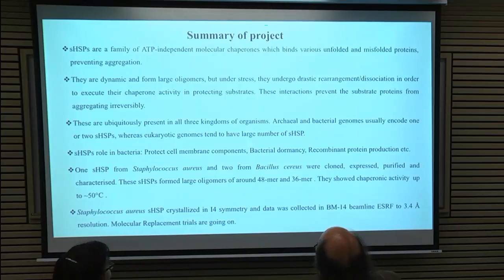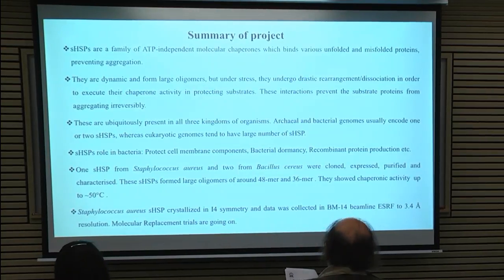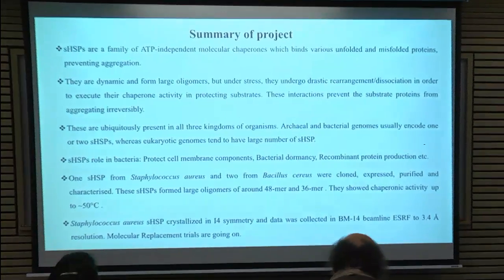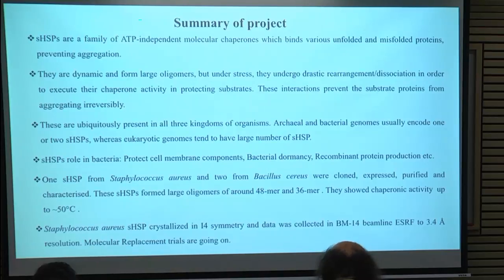It is called small because the molecular weight is on an average 20 kilodalton. It ranges from 14 to 48 kilodalton molecular weight. The basic unit is a dimer, but these small heat shock proteins form a huge oligomer as a storage vesicle.